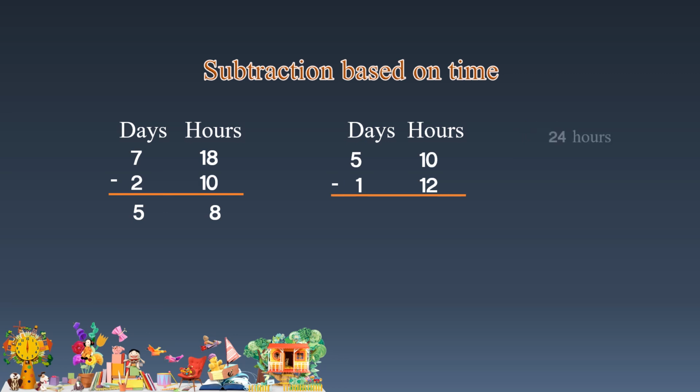Then it becomes 24 hours in hours column. So we already got 10 hours. So we have to add these two together. 24 plus 10 is 34. So now we have to subtract 12 hours from 34 hours. So 34 minus 12 is 22. Therefore, we can mention it there under hours column, that is 22. Now in days column we have got only 4. 4 minus 1 is 3. So the answer is 3 days 22 hours.